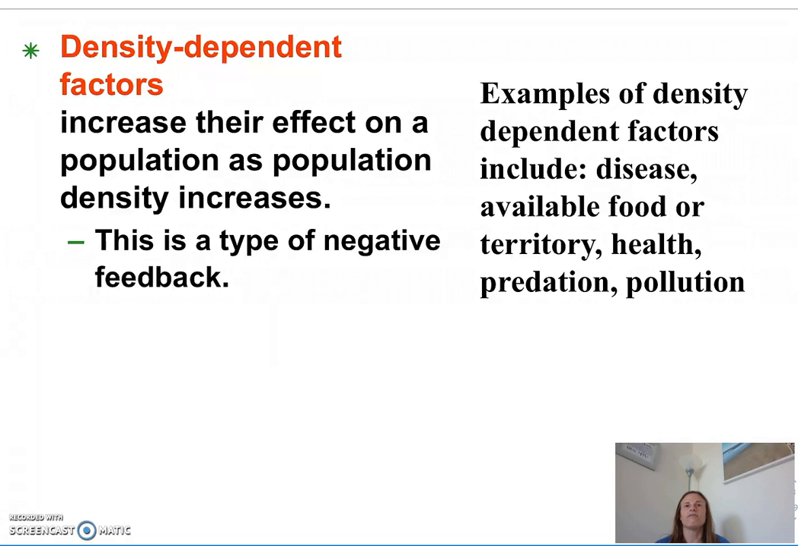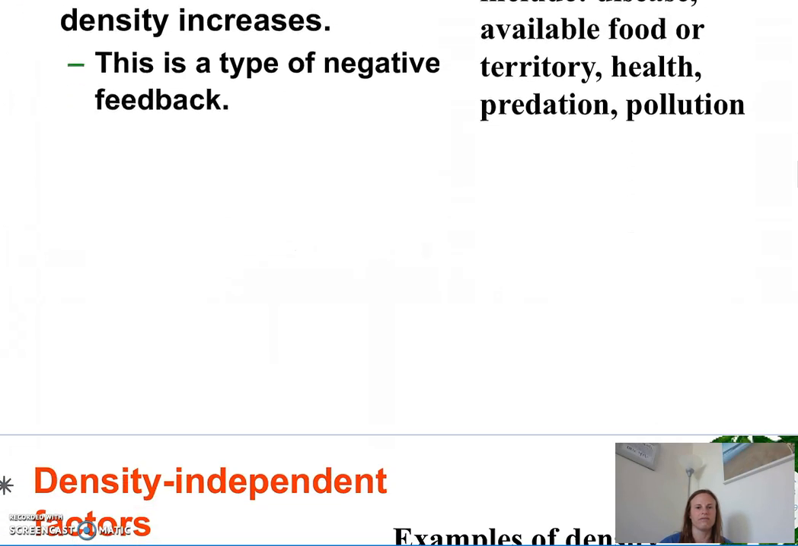If I have people with better health and there are more people, again, more competition, which eventually results in a lower population. So density-dependent factors are factors that depend on population, meaning they increase their effect as the population size, or population density, I should say, increases, which is a type of negative feedback.